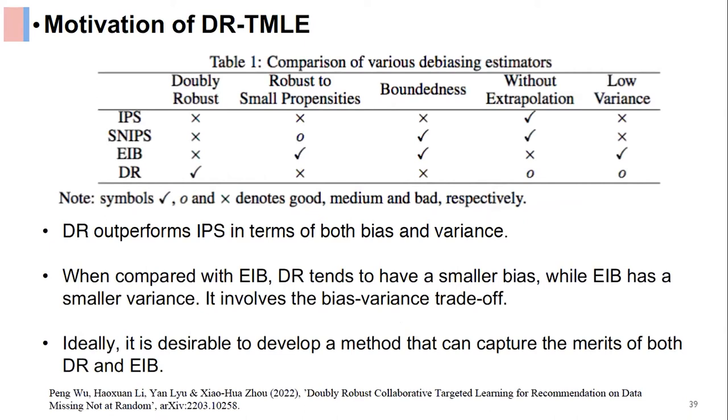Next, we introduce the doubly robust targeted learning method. Recall the limitations of the basic methods. We have the following conclusions. DR generally outperforms the IPS in terms of both bias and variance. When compared with EIB, DR tends to have a smaller bias, while EIB has a smaller variance. So it involves a bias and variance trade-off. Ideally, it is desirable to develop a method that can capture the merits of both of them, so that it will have smaller bias and also smaller variance.